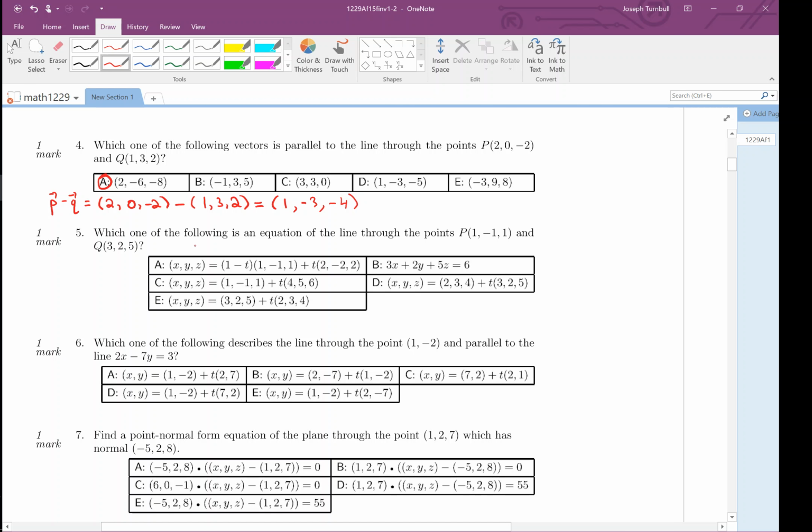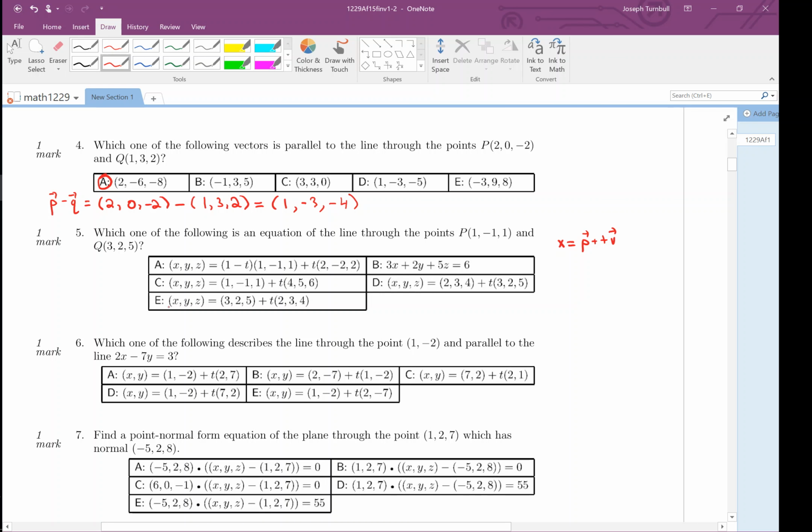Which one of the following is an equation of the line that goes through the points P and Q? This is a different point P, different point Q. And there are different forms of equations of lines through points. There can be a point parallel form. So a point parallel form is x of t equals a point vector P plus t times the direction vector V. So that's point parallel form. And C, E, and D are written that way.